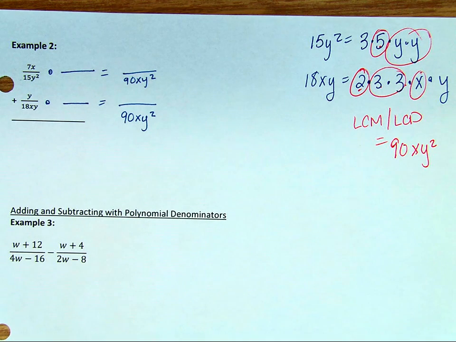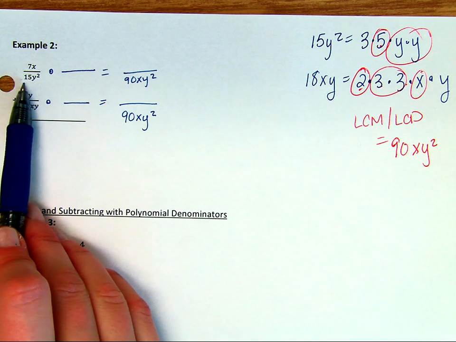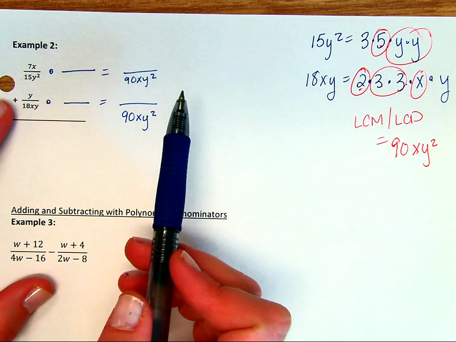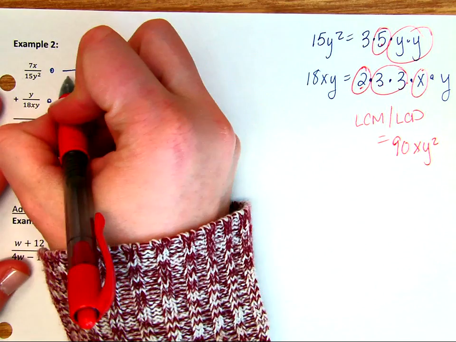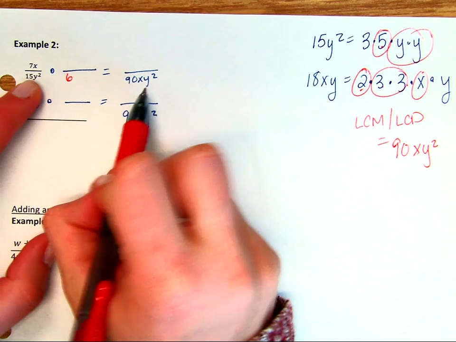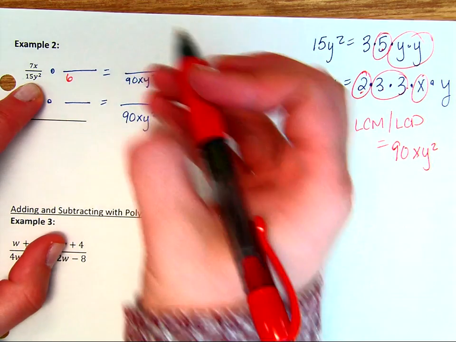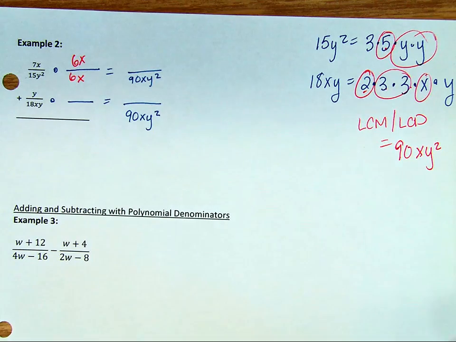Alright, so now is when you need to figure out, okay, what did I multiply? We'll do this one first. 15y squared by to get to 90xy squared. Well, 15 times 6 is 90. I know I need a 6. And then these both have a y squared, so I'm good there. But then it's missing an x. So I need 6x.